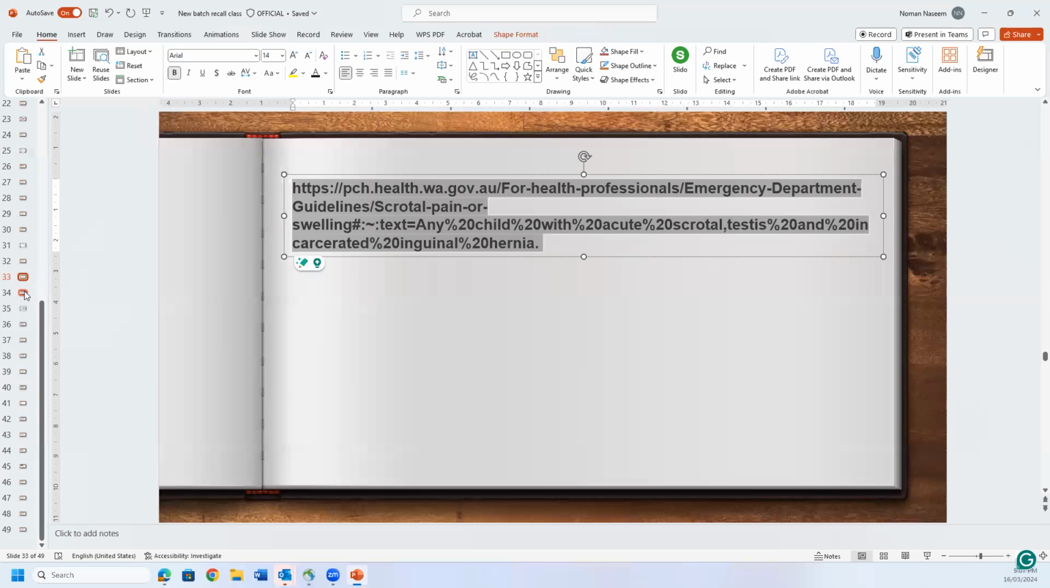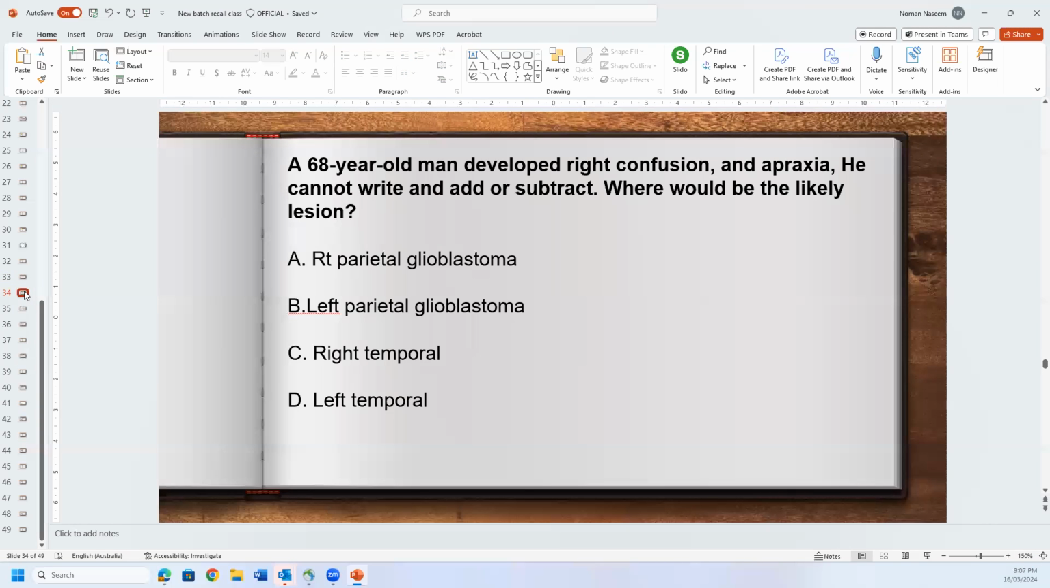Clear, guys? Any questions? Appendicular torsion is an emergency, doctor. It's an abdominal emergency. It will not be extending towards the genital region. All right. Next question.